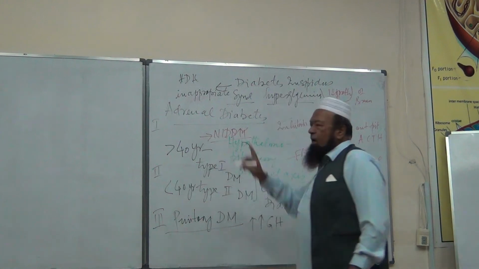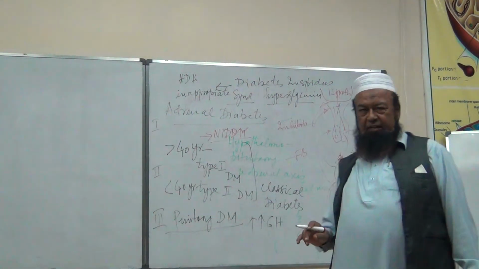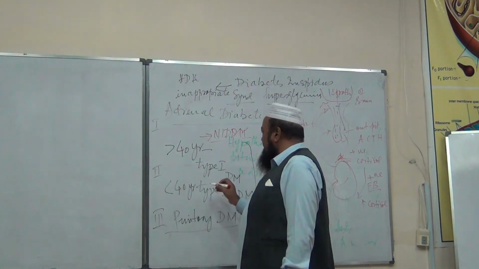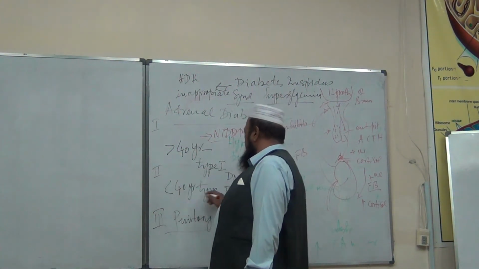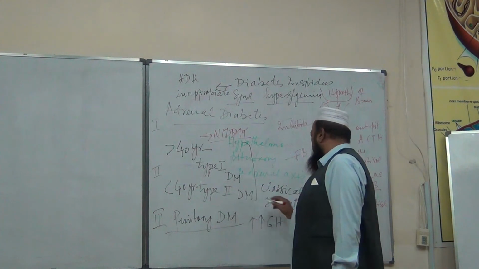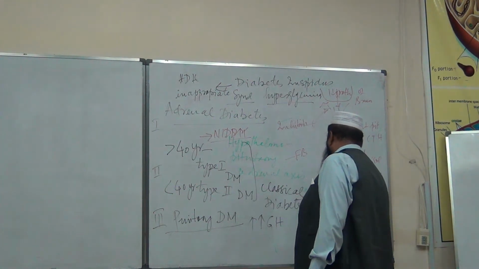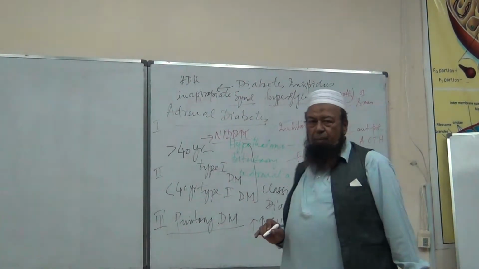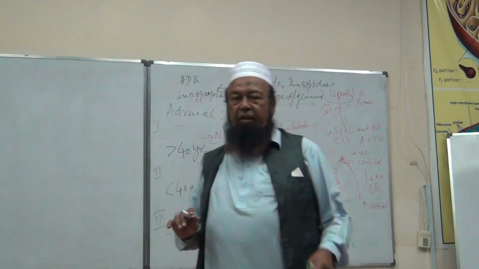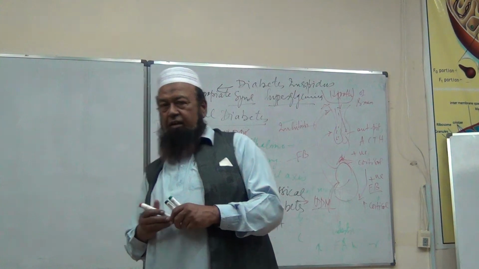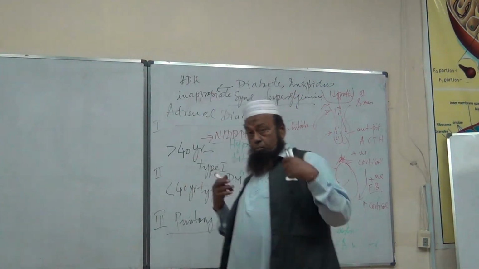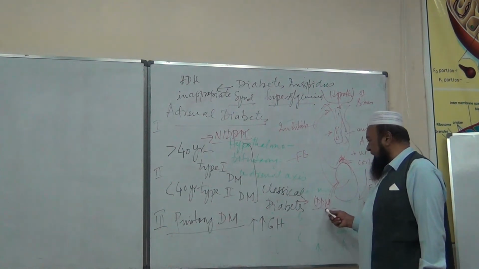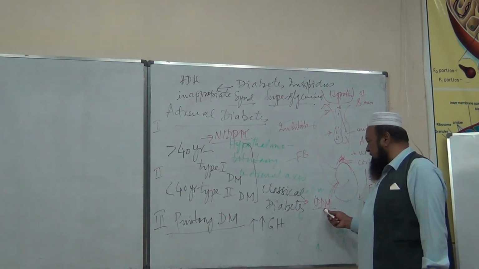That is non-insulin dependent diabetes, and if it is manifested below the age of 40, this is called IDDM, that is insulin dependent diabetes mellitus, where insulin is necessary to make the person survive and to live a healthier life. This insulin is required.